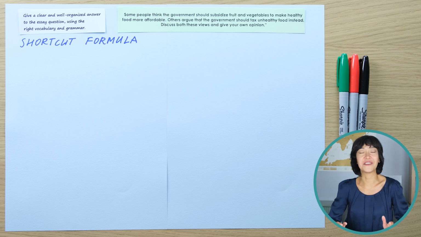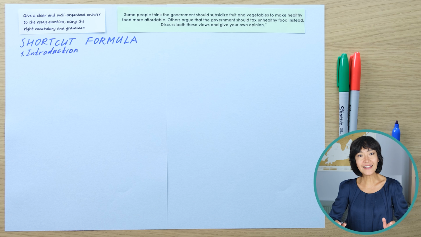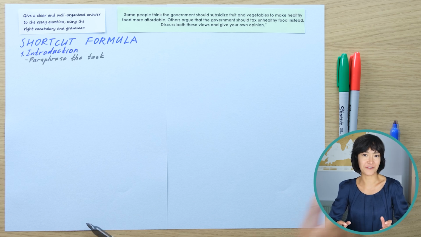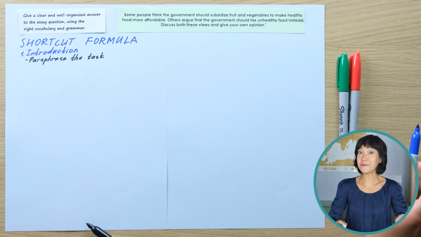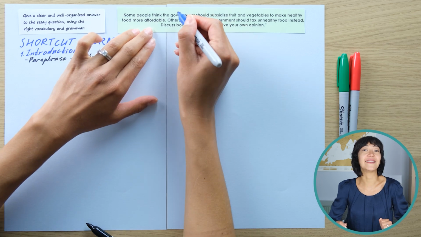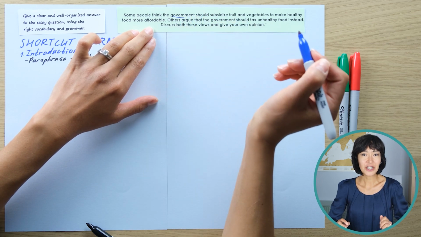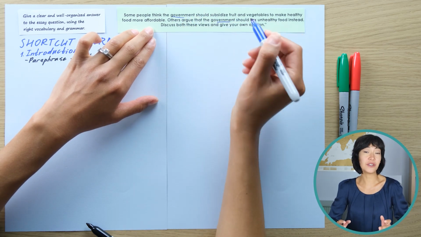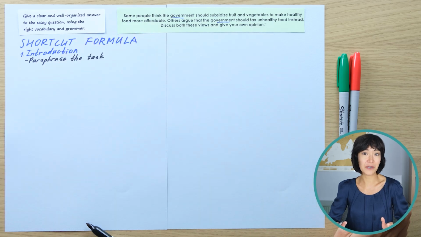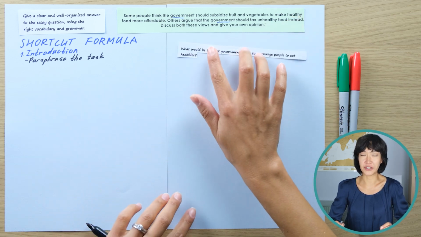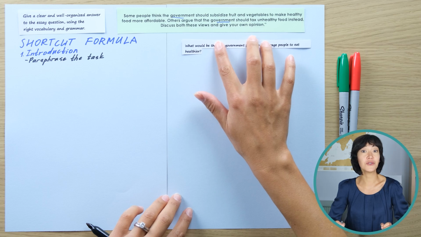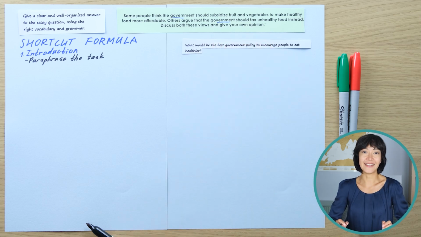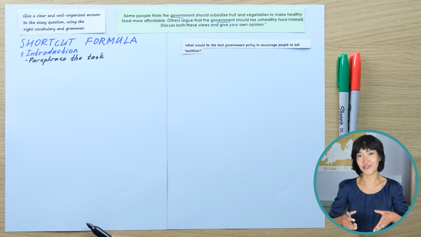The first paragraph is an introduction. The easiest way to begin is to paraphrase the task. If we read our task, we can see that it's about the government. So why does the government want to introduce these policies? Well, to make the population healthier, right? Here's how I'm going to begin. What would be the best government policy to encourage people to eat healthier? Yes, you can use a question in your introduction.